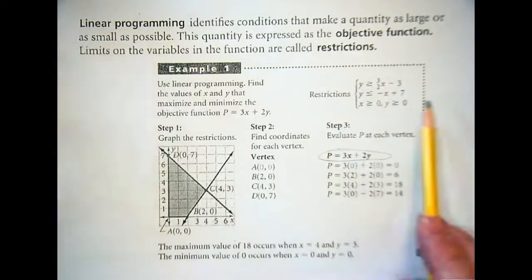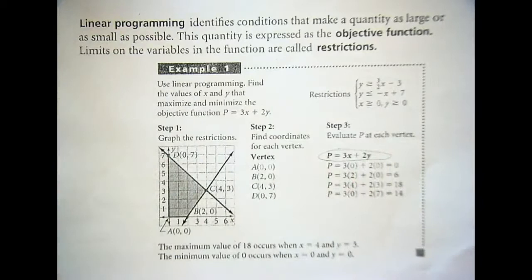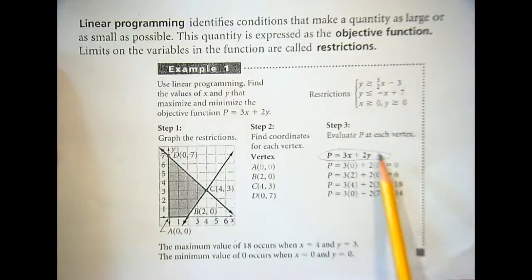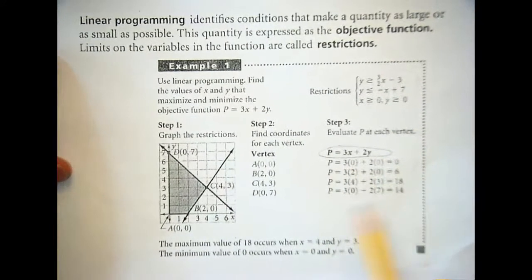So that's what we're doing today in a nutshell. The only thing I haven't shown you is that you have these big story problems, where you have to pull the restrictions and the objective function out of them, which help you find the maximum profit or minimum cost.